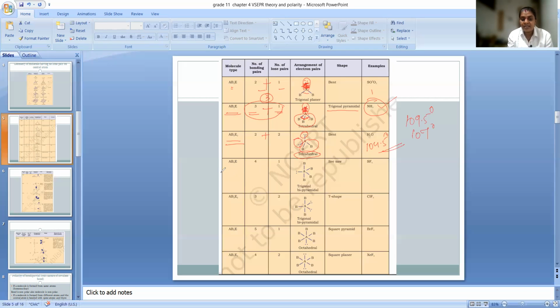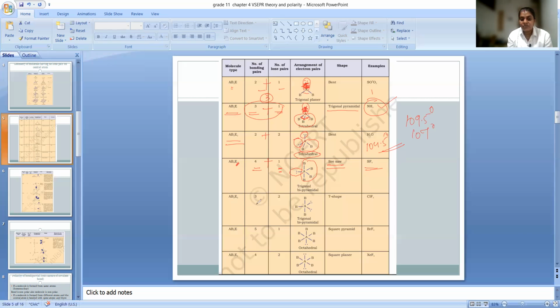And next case, AB4E type, where E means lone pair: 4 bond pairs and 1 lone pair. Okay, so in this case we are expecting 4 plus 1, 5, so trigonal bipyramidal shape. Since there is one lone pair, it will stay at maximum distance from the other bond pairs. So this position gives less repulsion compared to any other position. So the shape is called a seesaw shape, and SO4 is an example for that.